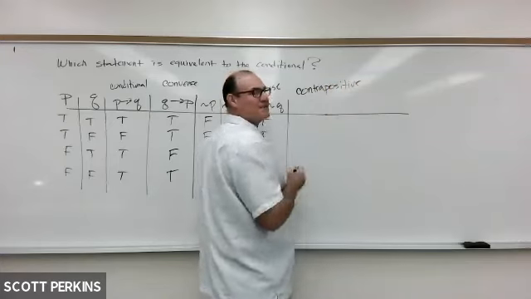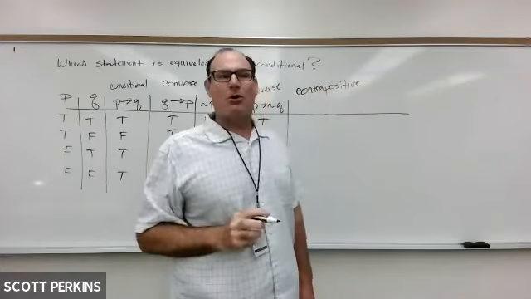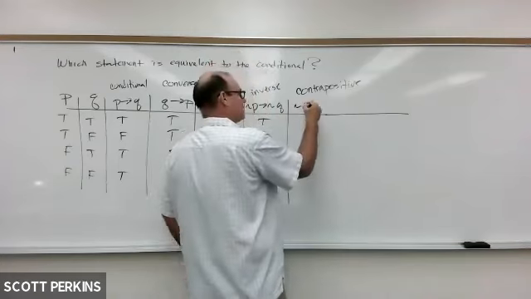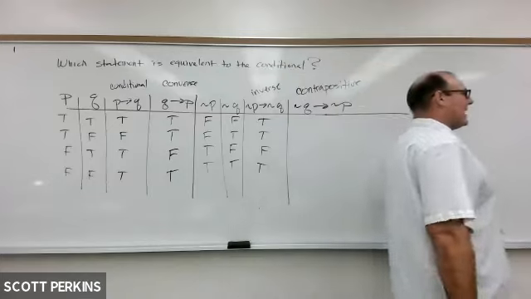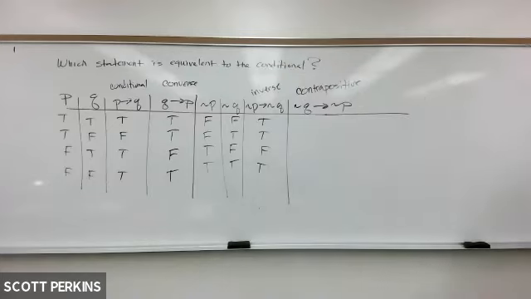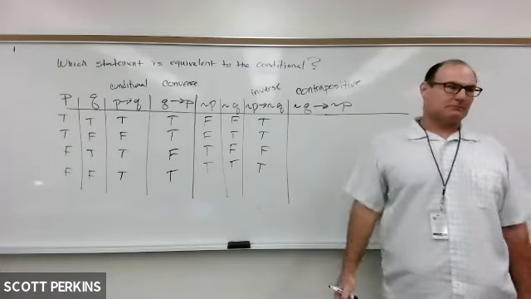So the last one to try, hopefully there's one, I promise there was. The contrapositive, which says change the order and change the sign. So squiggly Q, then squiggly P. So go ahead and see what that is, and then we will answer our question.